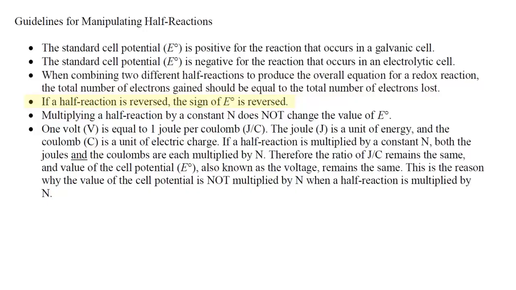Also, as we saw in question 1, if a half reaction is reversed, then the sign of the cell potential for that half reaction would also be reversed. And an important note, which is a very common mistake that students make, multiplying a half reaction by a constant n, whether that's 2 or 3, does not change the value of the cell potential.